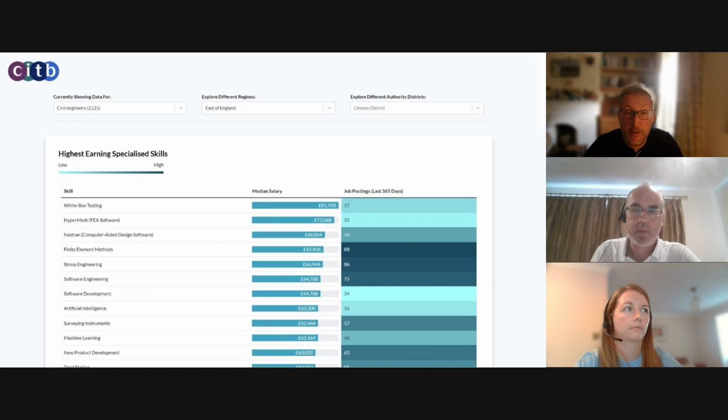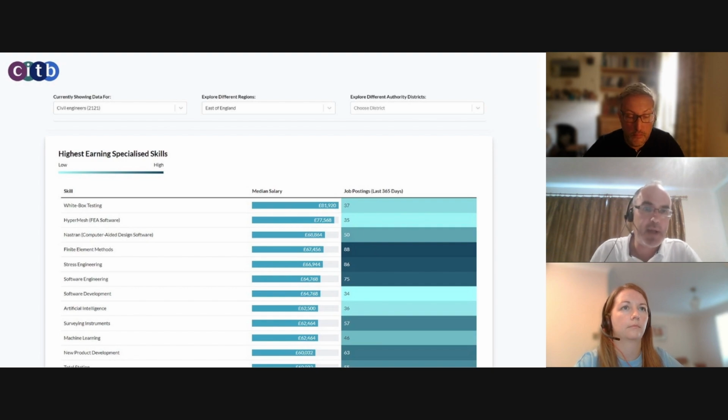The next table that we've got is one that I don't think we have in our other products. It's something that was developed within the dashboard. Adam, can you tell us a bit about this one? Yes, so as Will says, this was a special chart that Lightcast developed for us. What we're looking at is the highest earning specialised skills. That could be a software package, a skill area, or something that's up and coming, and those that are really sought after by employers. So it commands the highest wages.